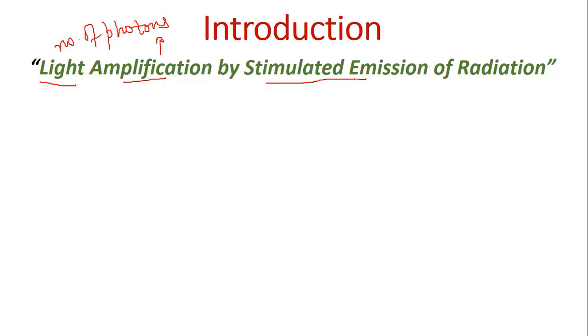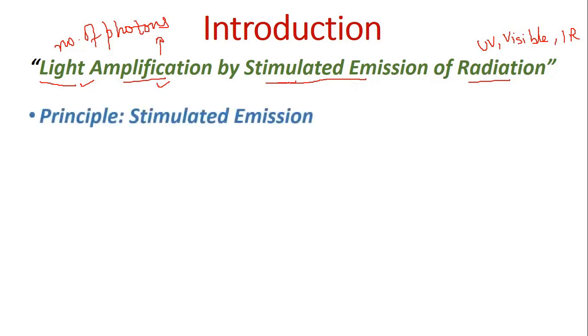But in case of a laser, or any device in which we have the stimulated emission phenomenon, that is a laser source. Radiation means it can be UV, it can be visible, it can be IR radiation. So any light source in which we are amplifying light with the help of stimulated emission is known as laser light. Now, this is the principle of the laser, known as stimulated emission. Keep in mind, and I'll discuss later what is the meaning of stimulated emission.